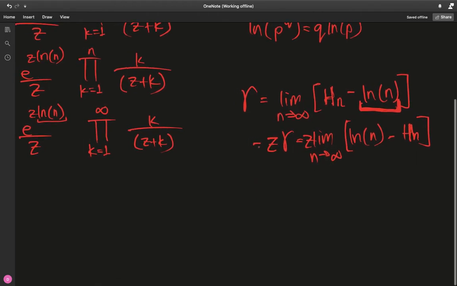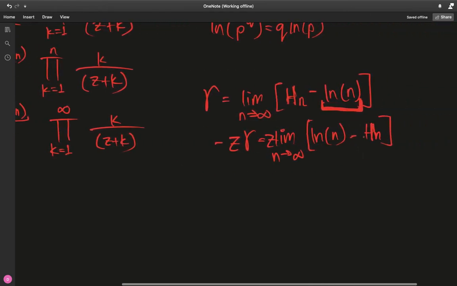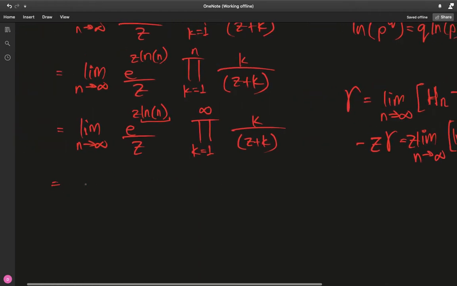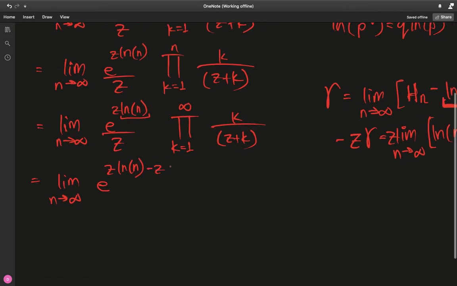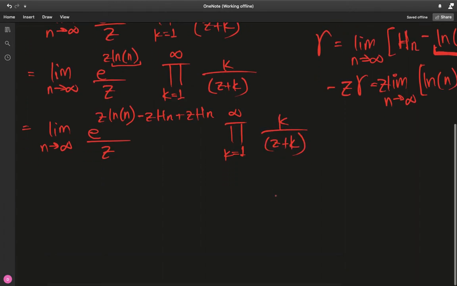So in order to get a negative Euler-Mascheroni constant, we need to subtract the nth harmonic number in the same limit. So I'm going to write the limit as n goes to infinity of e to the z times natural log of n minus z times the nth harmonic number, but we just can't subtract it like this. It will change the entire meaning of the expression. So we just add it again. It's like adding a zero, which we don't mind doing. And we have the product from k equals 1 to infinity of k over z plus k as it is.